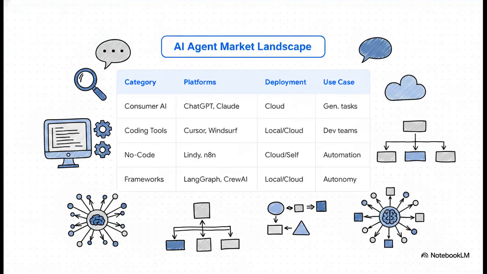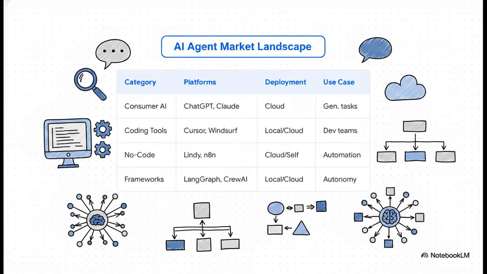It's time for a quick trip to the hardware store, so to speak. Finding the exact tool that matches your technical expertise is going to save you weeks of frustration. Looking at the landscape here, you have consumer AI agents like ChatGPT, Claude, and Perplexity, great for general-purpose tasks and research. Then you've got agentic coding tools like Cursor and Windsurf, combining local and cloud environments for professional developers on larger code bases. Next are the no-code builders like Lindy and n8n, which are absolutely perfect for business automation.